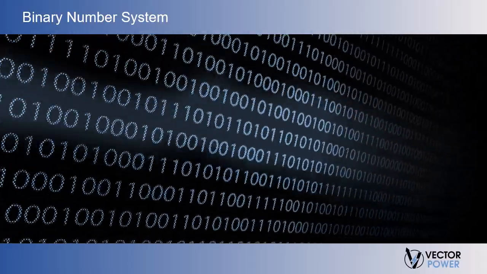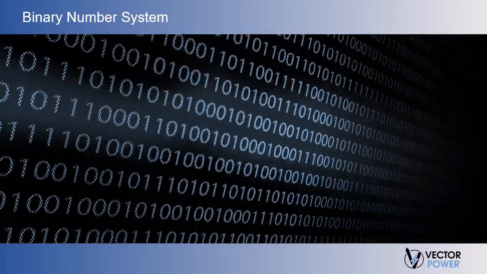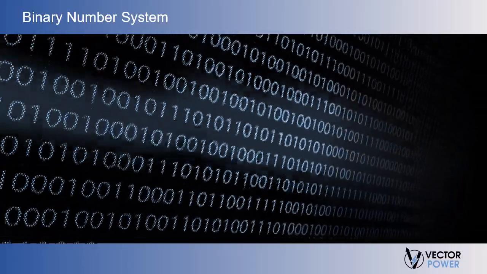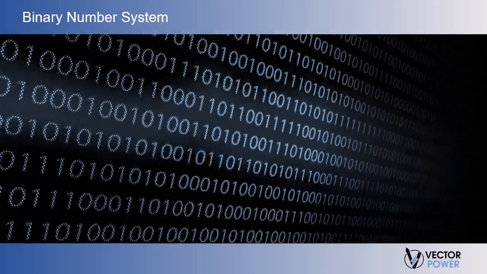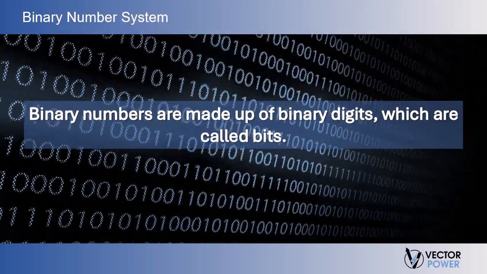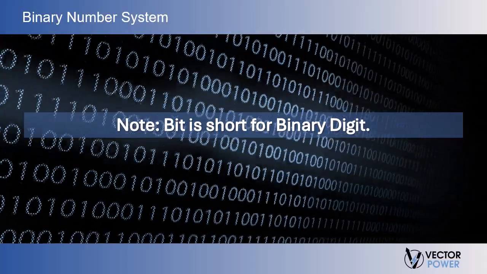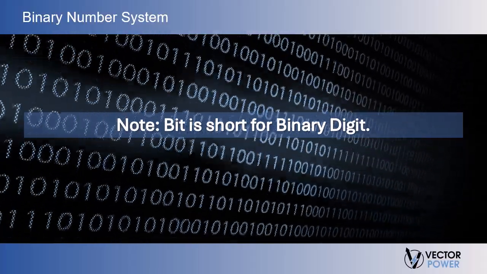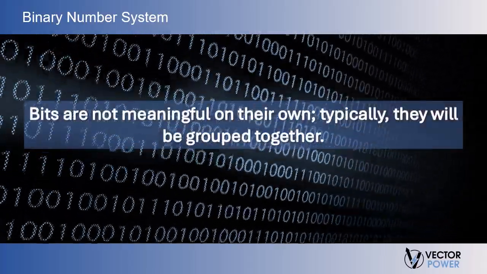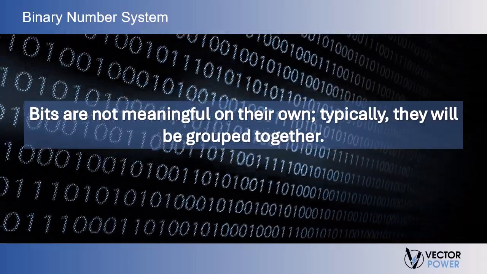This numbering system is basically the same as the decimal or base 10 number system, except only 2 digits are used, 0 and 1. Binary numbers are made up of binary digits, which are called bits. Note, bit is short for binary digit. Bits are not meaningful on their own. Typically, they will be grouped together.